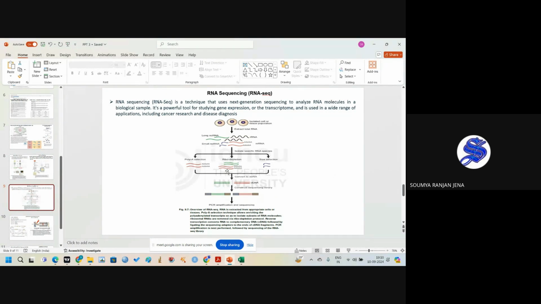After the isolation of all the transcriptomes, you can convert them to cDNA using the reverse transcriptase enzyme, and this cDNA you can use for sequencing. You construct a sequencing library, and PCR amplification and sequencing occur on an Illumina platform. This is called the RNA sequencing or RNA-seq method.